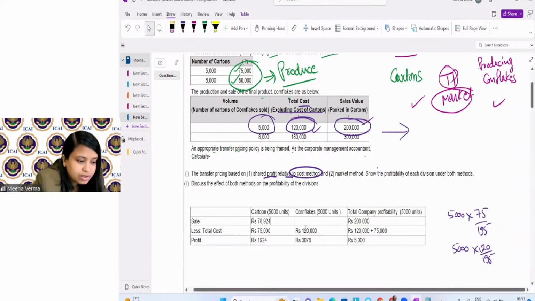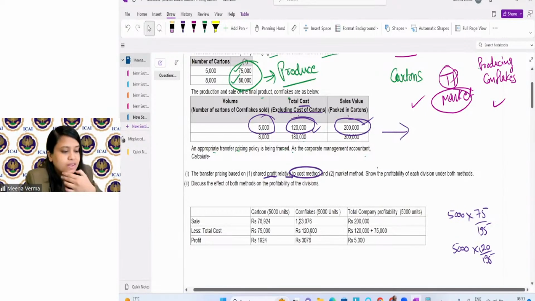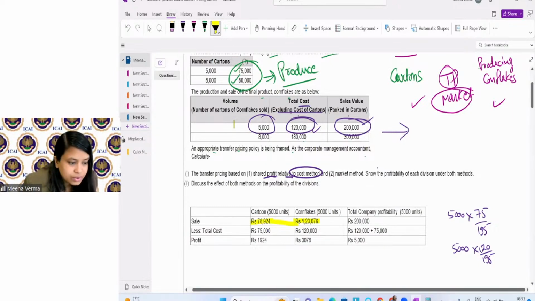Then what will happen here? You can find the sale price of the goods. How will you decide the sale price of the good? 123,076 will be the sale price. Okay. This is the sale price of the goods we have here. This will give the profitability for these two divisions and the total division. This is how you are deciding the transfer price. So here the transfer price for the cartons is this. And the final sale value of the cornflake will be this, right? If you add them, you will get the total sale value.